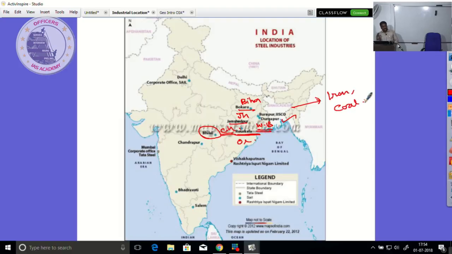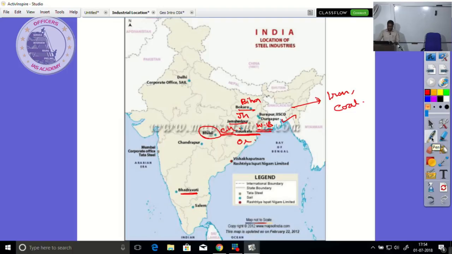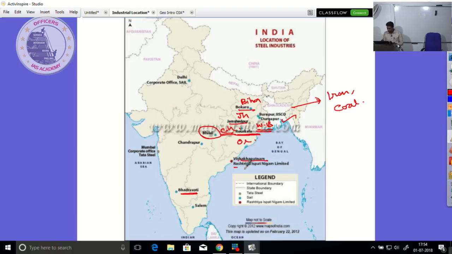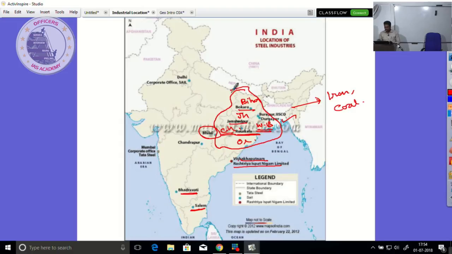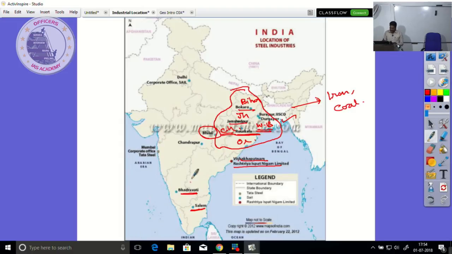But there are also other locations where we have iron and steel industries as an exception. What are the exceptions? One is a place called Bhadravati, where you have the Vishweshwaraya iron and steel industry. Earlier it was called the Mysore iron and steel industry. You have Vishakhapatnam. And very recently, after the formation of SAIL, you also have Salem Steel. Now, the locational aspect on common lines goes well within the logic, but when I talk about exceptions, we'll understand why exactly the exception comes in.